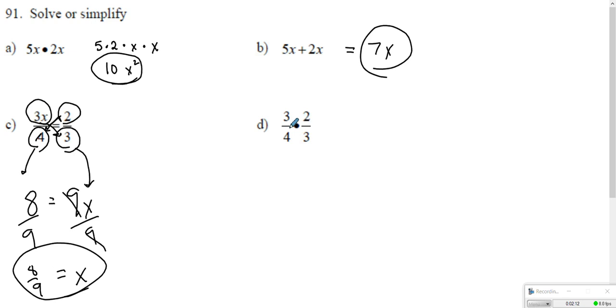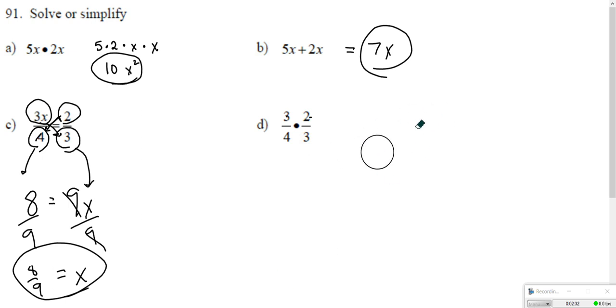This final one here, when you're multiplying, you just multiply straight across. So you could just go 3 times 2 is 6, 4 times 3 is 12, and then you could simplify it after this. 6 over 12, 6 goes into 6, it'll be 1/2.